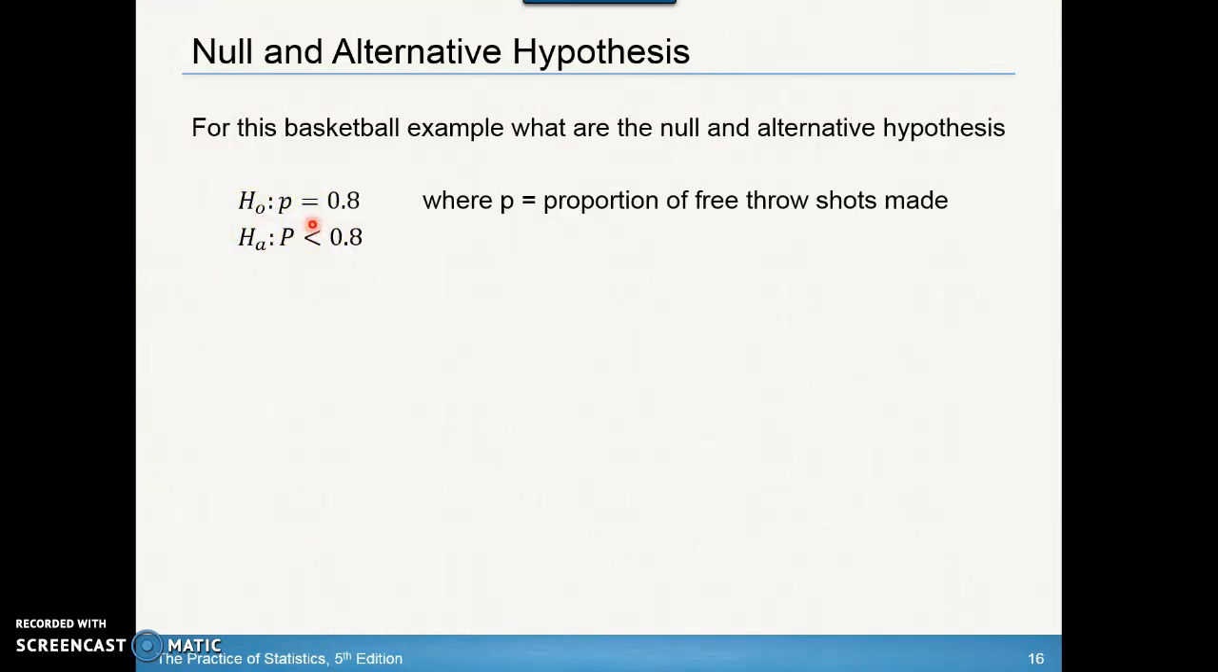We're saying, all right, you're pretty good. The null is that it's not any different. It's actually 80%. But the alternative says, I actually think you're exaggerating. We actually think that you make less than 80%. Notice how p is defined: the proportion of free throw shots made.